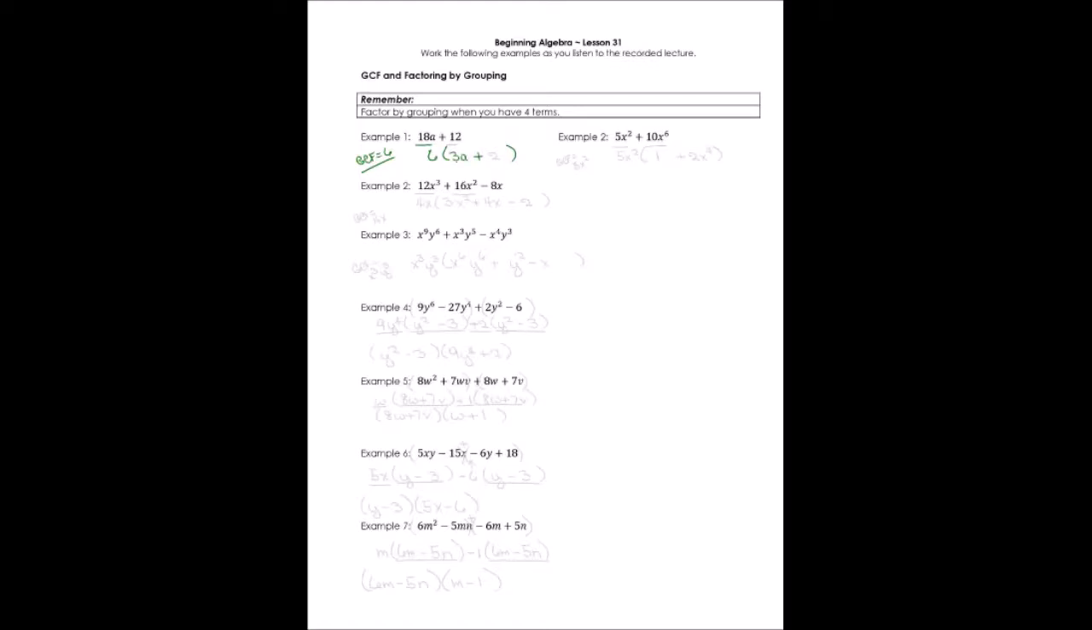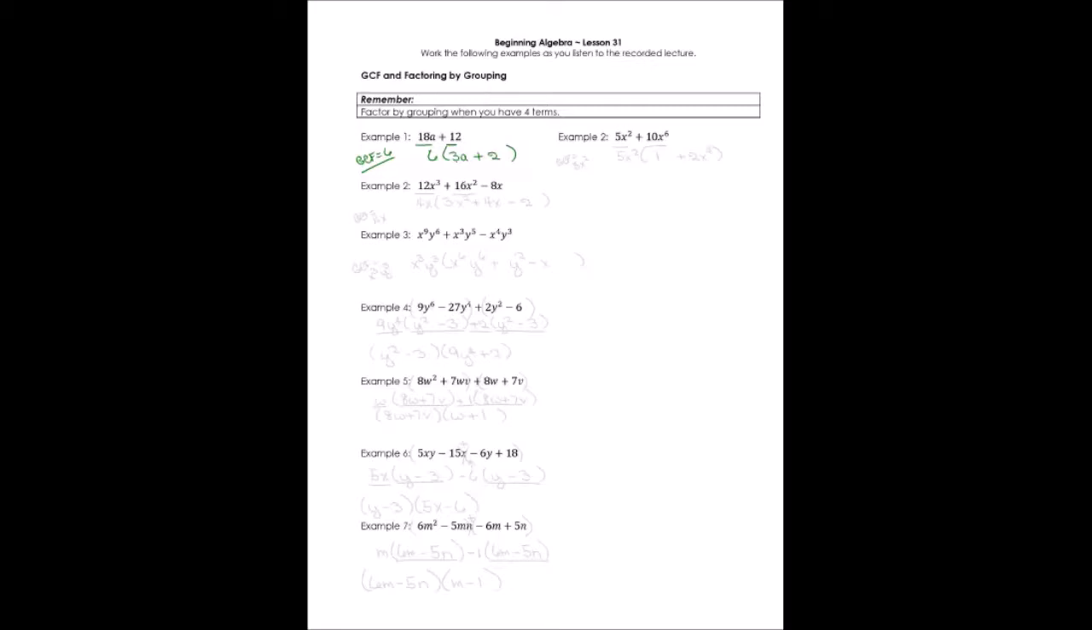Then we have to do the second one. 6 times what number is going to give me 12? Well, that would be 2. So I've really factored it. I've gone backwards from multiplication into the 2 factors that are 18a plus 12. 6 times 3a plus 2.